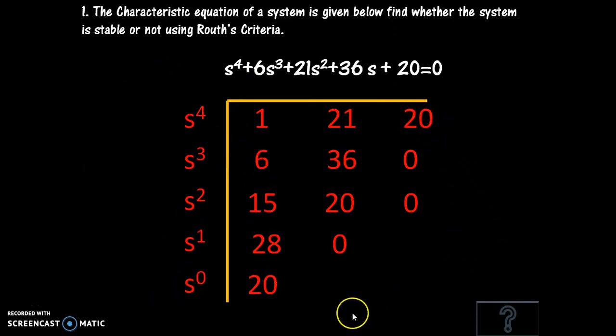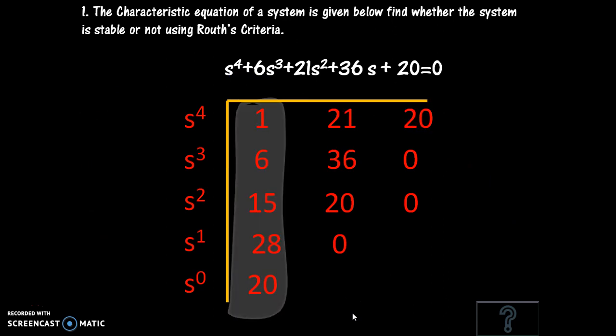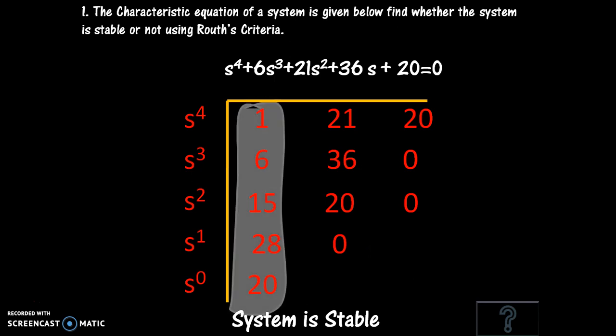Okay. So after getting this Routh's array, what we have to do? We have to observe the first column of this Routh's array. So after observing the first column, we came to know that there is no sign change in the first column. So it means simply the system is stable. So the question was, the characteristic equation was given and we have to find out whether the system is stable or not using Routh's criteria. So we got the final answer that the system is stable here.